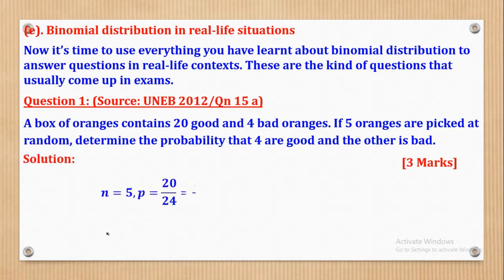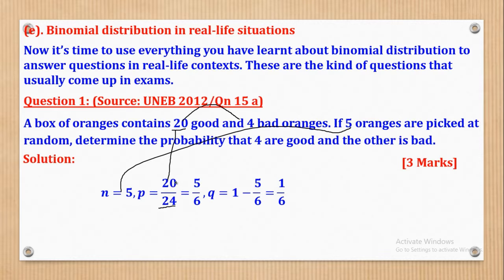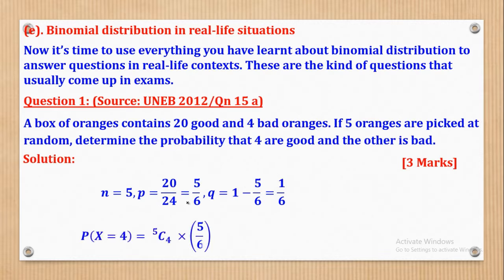So this is a binomial with n equal to 5 and p is the probability of getting a good orange. There are 20 good and the total is 24 because this is 20 plus 4. Therefore, the probability of getting a good orange is 20 over the sample space, which is 24. When I reduce it, it will be 5 over 6. Then now that I've got p, I can get q from 1 minus p, which gives you 1 over 6. Now, since this probability of success is not there in the binomial distribution table, we have to use the formula.